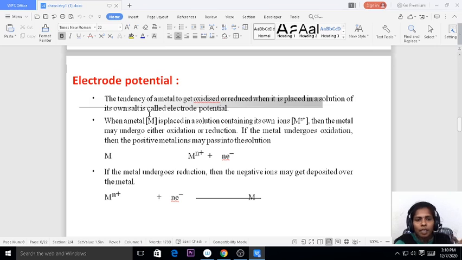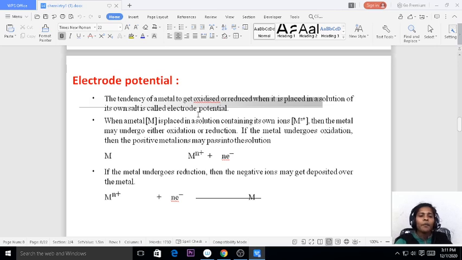So when zinc is dipping in the zinc sulfate, copper is dipping in the copper sulfate, like that, when we are dipping the electrode in its own salt solution, it is releasing the potential difference. That potential difference is called electrode potential. So the tendency of a metal to get oxidized or reduced when it is placed in a solution of its own salt solution is called electrode potential.